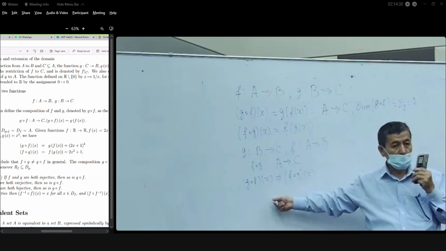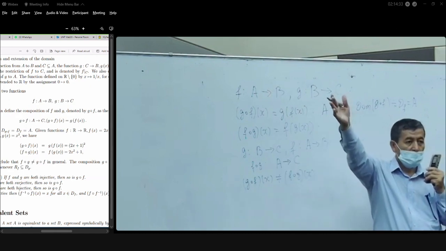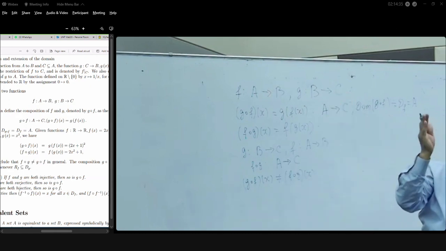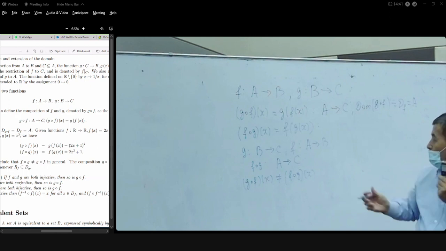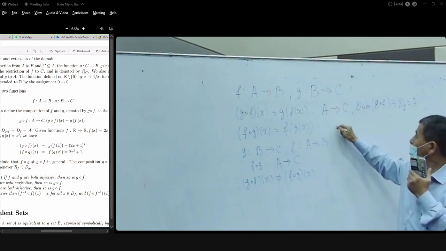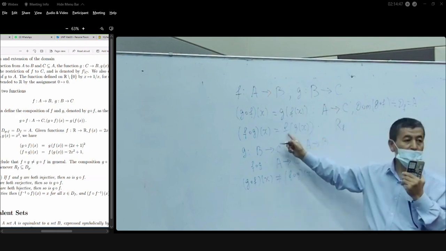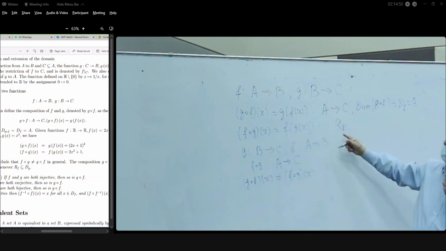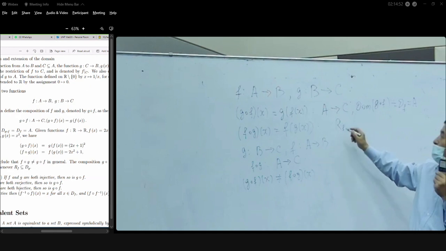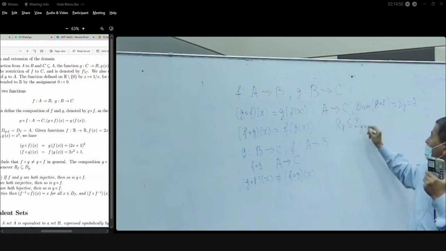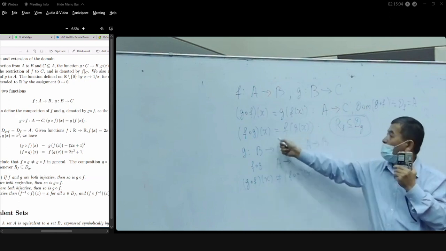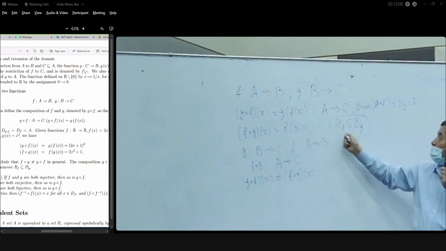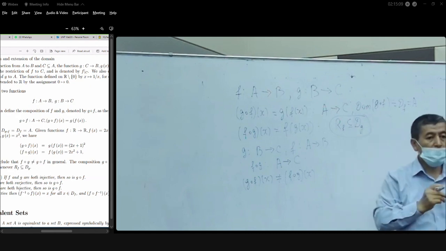They are not equal. There is one good example you can see. One is (2x plus 1) squared, the second one is 2x squared plus 1. So they are not equal. But here it is said that the range of the composition function is a subset of the domain of g. So this inclusion is also important.